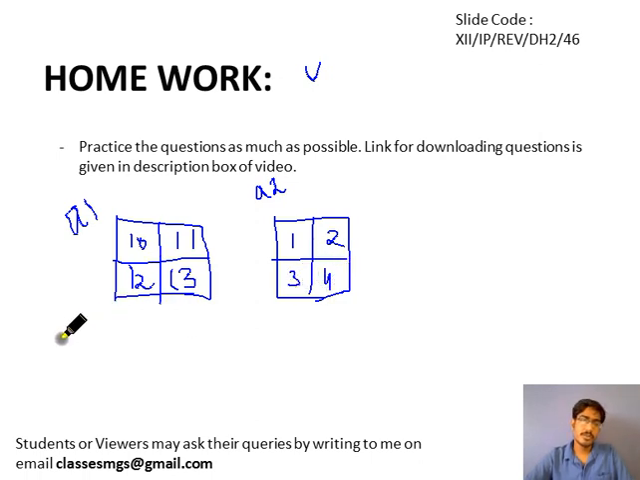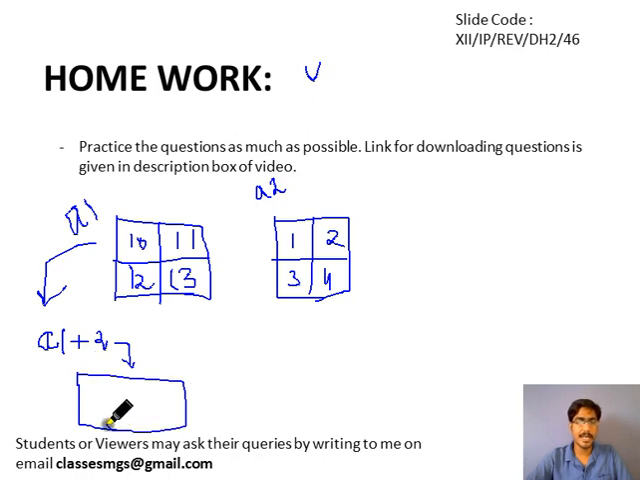Okay, so vectorized operation means, if you want to add 2 to each and every element of this NumPy array a1, then what you will write, a1 plus 2. What will this statement do? This will add 2 to each element of this NumPy array a1 and return the new NumPy array. That means this NumPy array will be created like this.